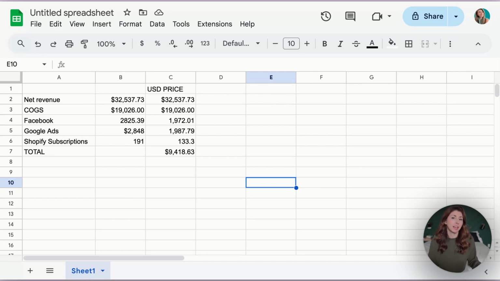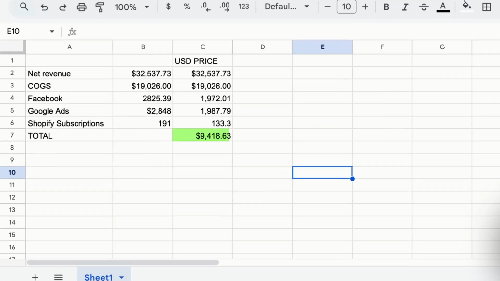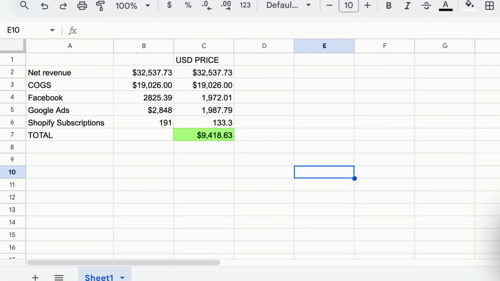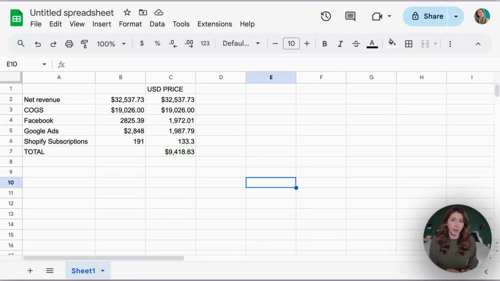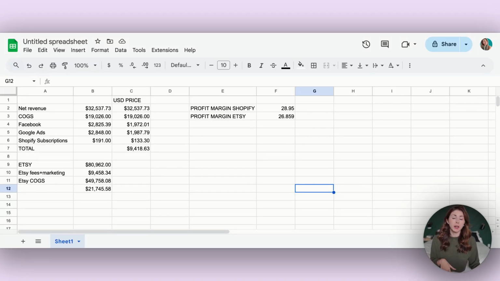which is a little confusing because my Etsy was Canadian because it is rooted in Canadian and my Shopify is USD. So confusing. I should all make it one currency. But my total in USD profit was $9,418 for December for just Shopify. So after plugging these all into a spreadsheet, my profit margin for Shopify is 28.9% and my profit margin for Etsy is 26.8%.